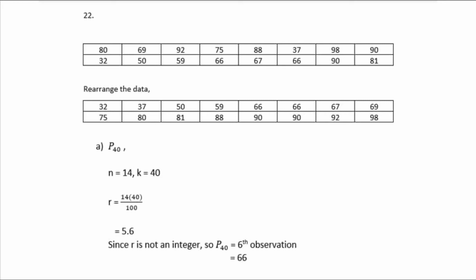N is equal to 14, and K is equal to 40 because of P40, and R is equal to 14 multiplied by 40 divided by 100, and we get 5.6. So since R is not an integer, P40 is equal to the 6th observation, which is equal to 66.